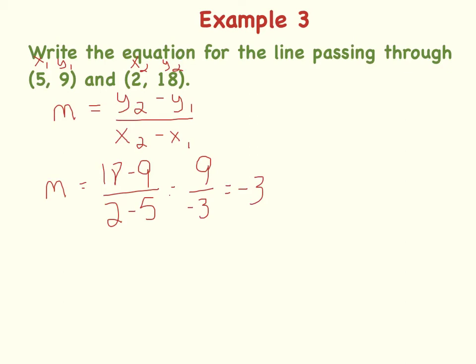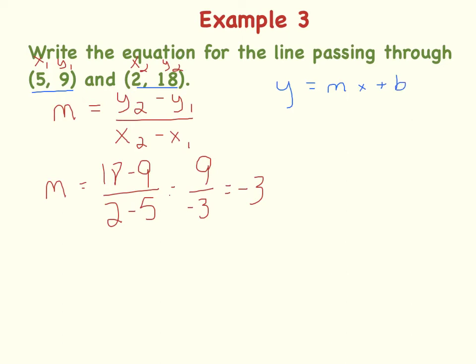Okay, after we have our slope, we're going to continue with what we did last time. We have our point, we have our slope, we're going to substitute numbers in. So we can pick either (5, 9) or (2, 18). Either point we pick will get the same answer. I'm going to choose (5, 9) because the numbers are a little bit smaller. So I'm going to substitute numbers into y equals mx plus b.